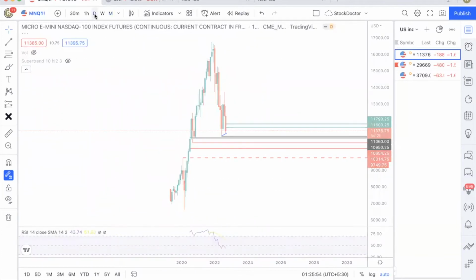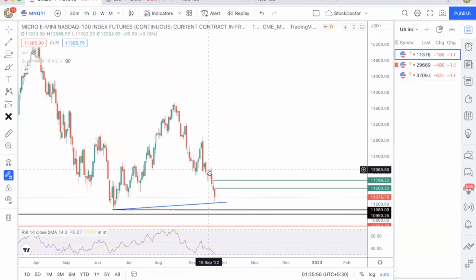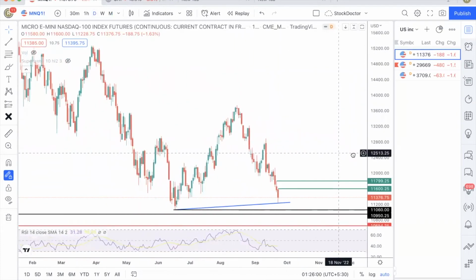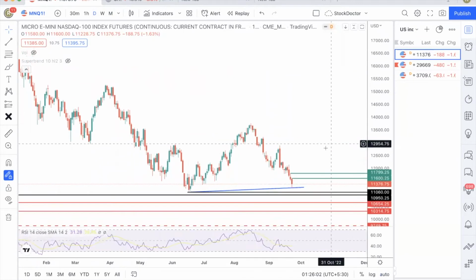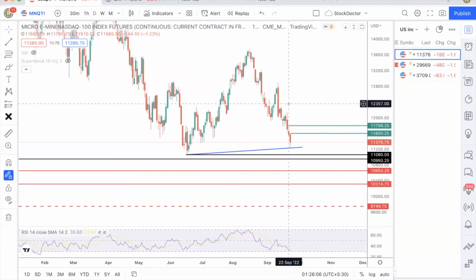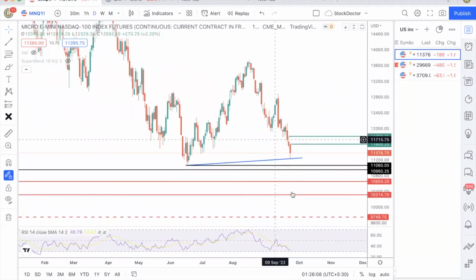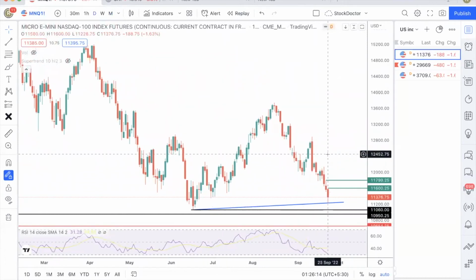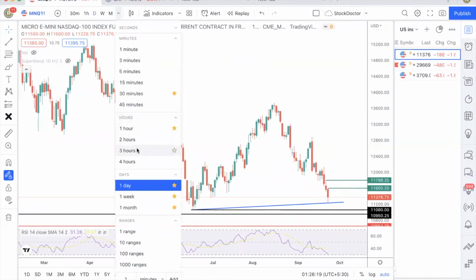So those were the downside levels, and now for the upside levels. If Nasdaq starts trading upside, the quick upside levels I am saying are 11,600 and 11,800. If I convert this into the 4 hourly chart, you can see here.